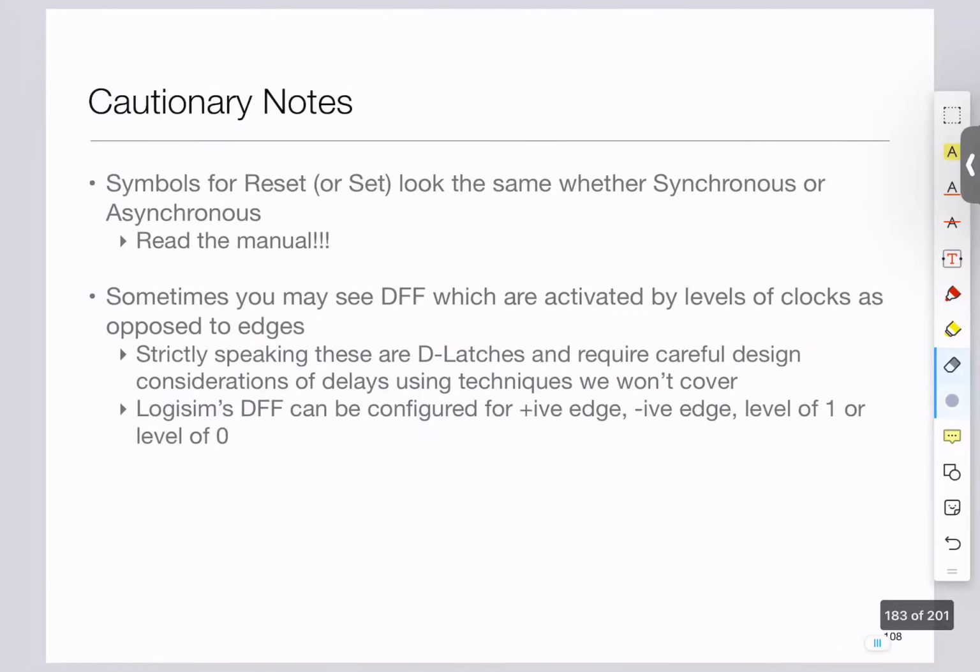Cautionary notes. When you look at the flip-flop symbol, there's no explicit indication of whether the set or reset are synchronous or asynchronous. There is no particular symbol to differentiate. So one has to read the documentation to understand.